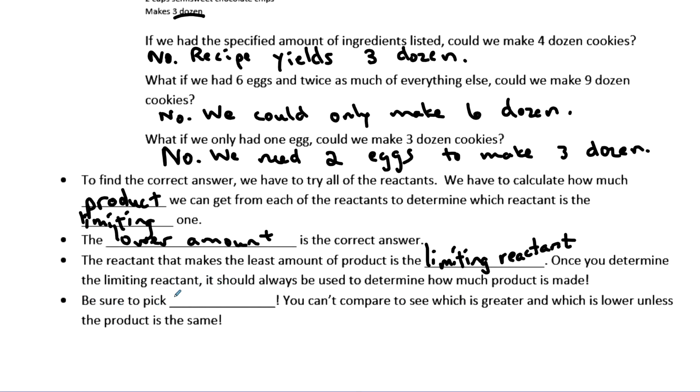Another thing to make sure of: when you're comparing how much product is made by each reactant, make sure you're comparing the same product. So choose one product. Sometimes there's more than one product. So pick one, make sure you're comparing apples to apples, basically, right? If you're comparing one product to a different product, that's not a reasonable comparison. It won't tell you really anything.